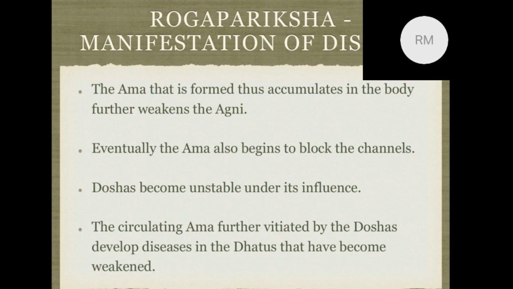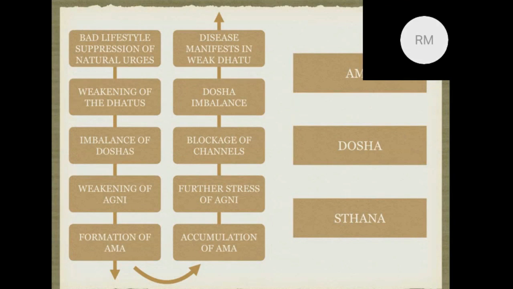So here is a summary chart of this process. Bad lifestyle, suppression of the natural urges, and all this form the background. When there are factors, the imbalance of the dosha begins, and because of weakened Agni the Ama accumulates, other stresses the Agni, blocks, and stabilizes the imbalance.